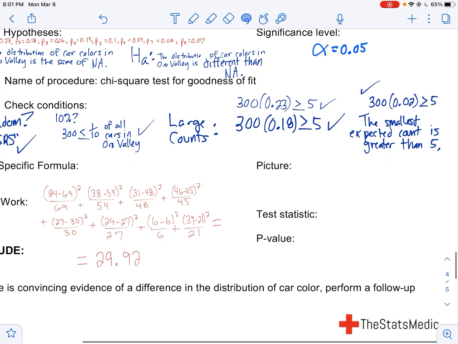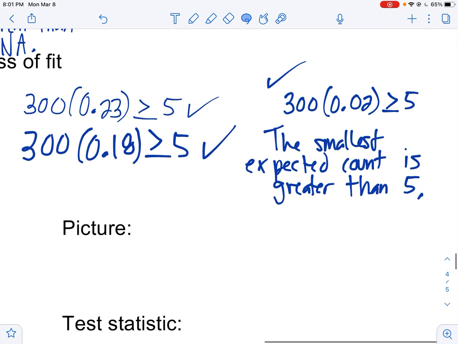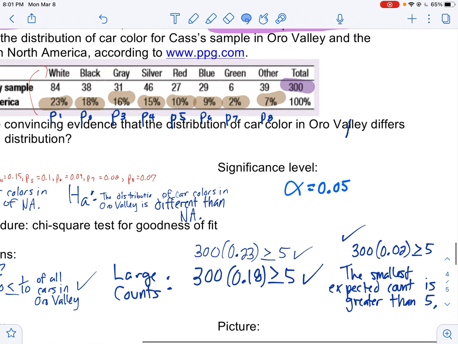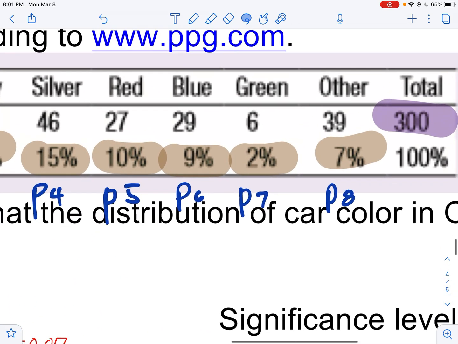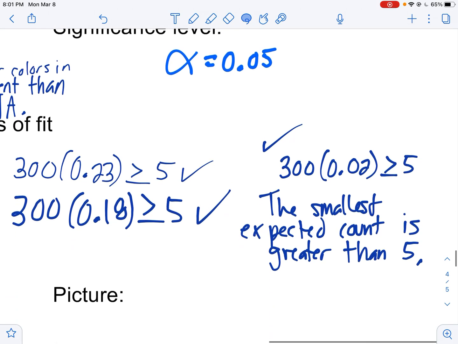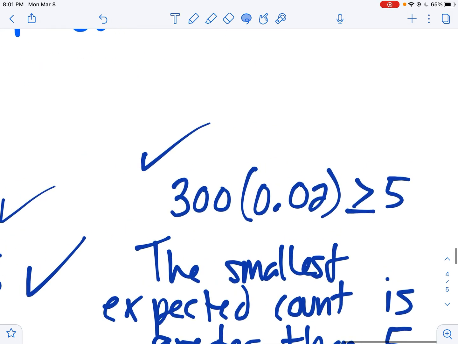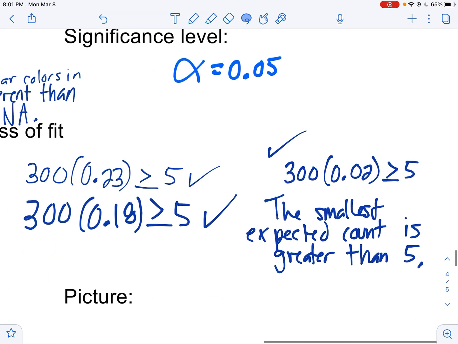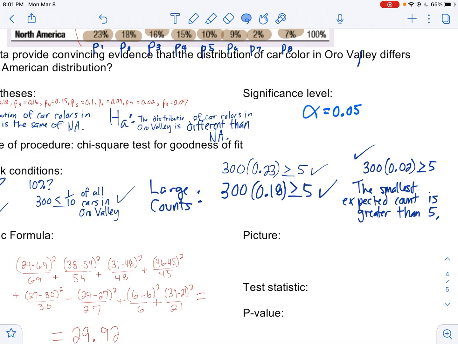So what I did was I started checking them, and then I figured, wait a second, if I just go with the smallest expected count here, like green's only 2%, I did 300 times 2%. I know that 300 times 2% is going to be greater than 5. So I just went with my smallest expected count is greater than 5, which means the rest of them must be. Ideally, you want to do all of them, and I did do all of them on my calculator, but I'll show you that in a moment.